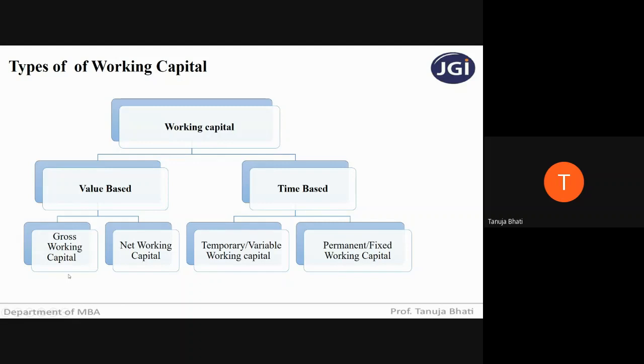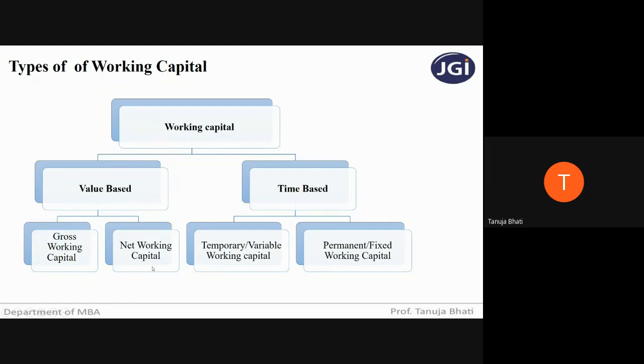So gross working capital is before making the payment to the current liabilities, whatever the company is investing in the current assets, that represents the gross working capital. Next is your net working capital. So here it implies the surplus.